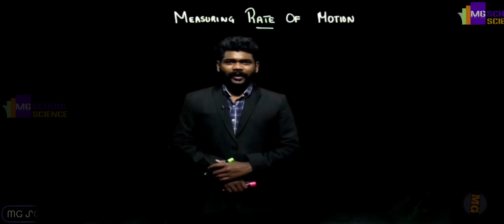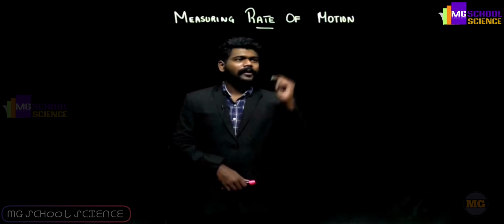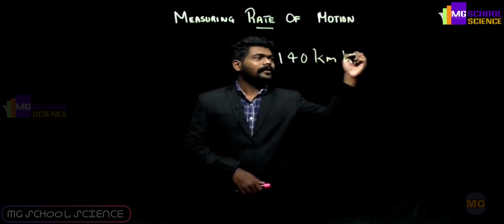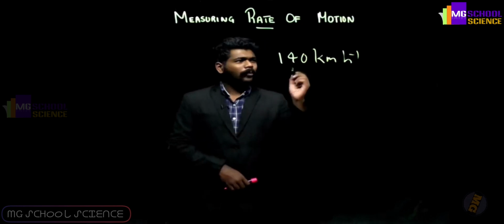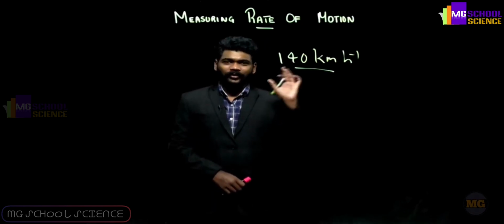Whenever you watch a cricket match, have you ever noticed the speed that the bowler is bowling? For example, it is 140 kilometer an hour. Have you ever wondered what this is? This quantity specifies nothing but the rate of motion.